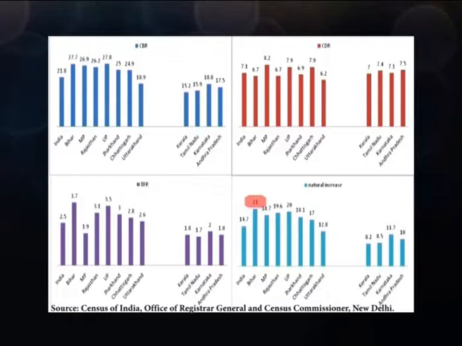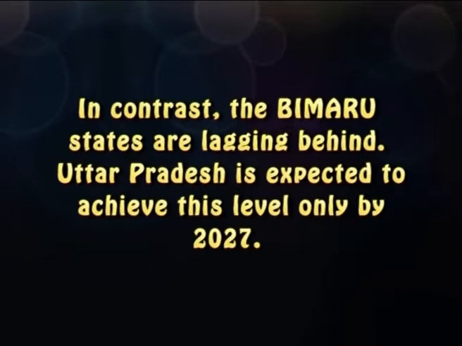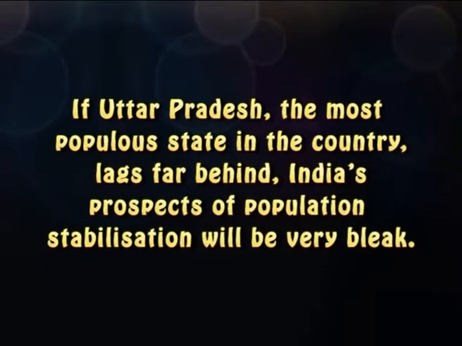As we have already discussed in the last lecture, by the projections of Registrar General of India, all the states in south have achieved the replacement level of fertility rate by the year 2005. In contrast, the Bimaru states are lagging behind. Uttar Pradesh is expected to achieve this level only by 2027. If Uttar Pradesh, the most populous state in the country, lags far behind, India's prospects of population stabilization will be very bleak.